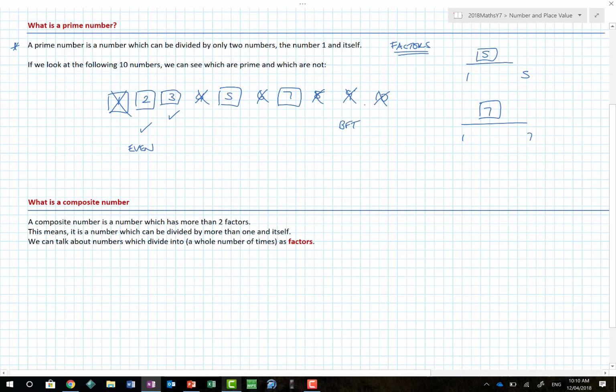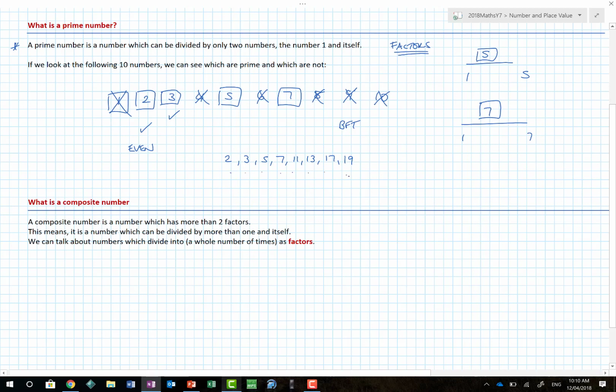So, if we were going to list the first 10 prime numbers, we would have 2, 3, 5, 7, not 9, then 11, 13. People would then say 15, but 15 can be divisible by 5, so that's no good. Then 17, and then 19. So how many have we got there? 1, 2, 3, 4, 5, 6, 7, 8.